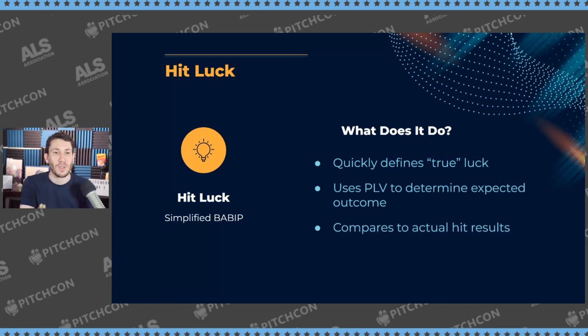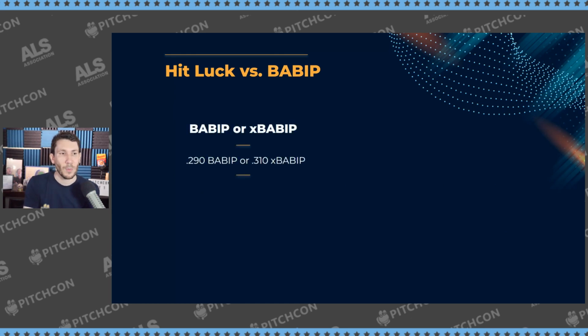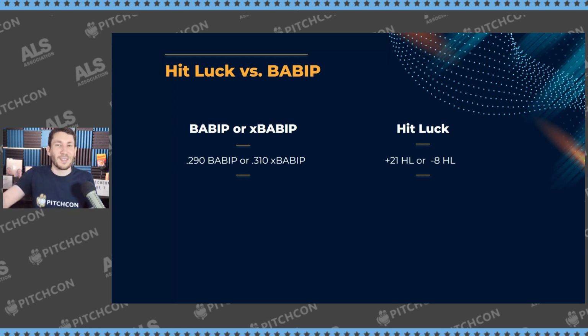Actually does the hit results here. So hit luck versus BABIP. This is a really fun thing for me. So we have BABIP. We have a .290 BABIP. We have, or maybe it's a .310 expected, right? And then we have hit luck. And hit luck could just be plus 21 or minus 8. How many hits should he have had, or plus or minus?